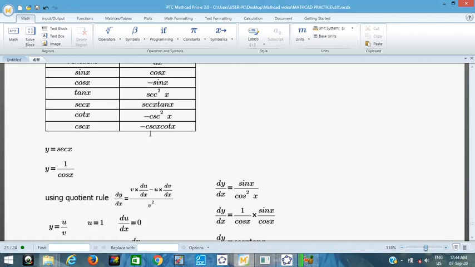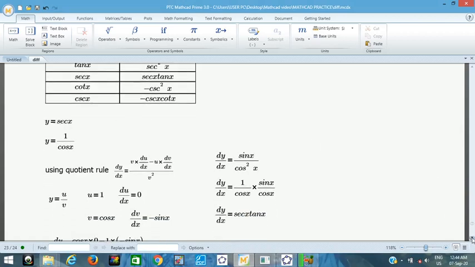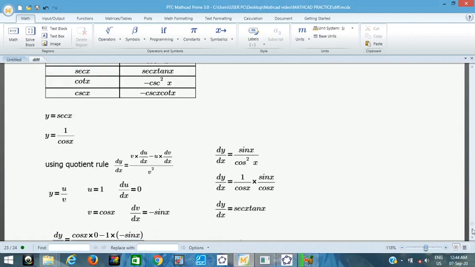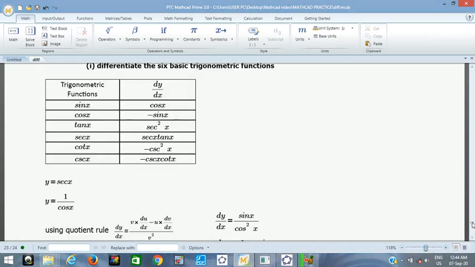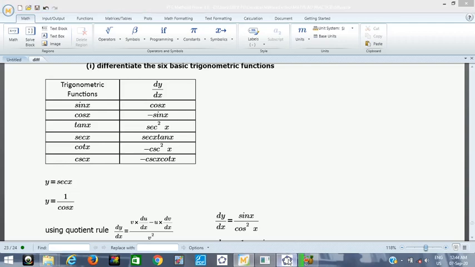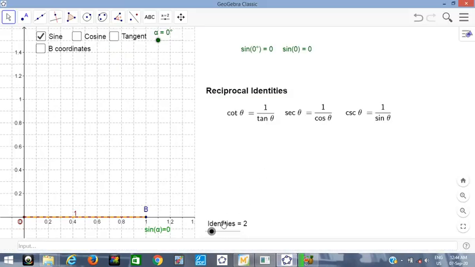So this is all we need to do when we are differentiating. There's nothing so special about it. All I want you to learn from here is that you can try the other values. You can try cot x. Cot x is 1 over tan x, which is the same thing as cos x over sin x. You can get it from the identity here.